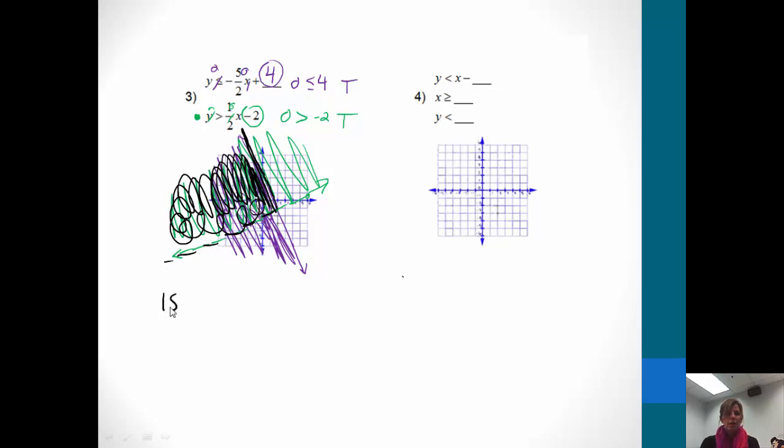Okay, and then if we do an is and an is not, an is would be negative 5, 0, and for an is not, I'm going to come up here this time. Let's do like 4, 4, which is definitely not. And we will just save example 4. We might do it together as a class. So hopefully now you know how to solve a system of inequalities by graphing.